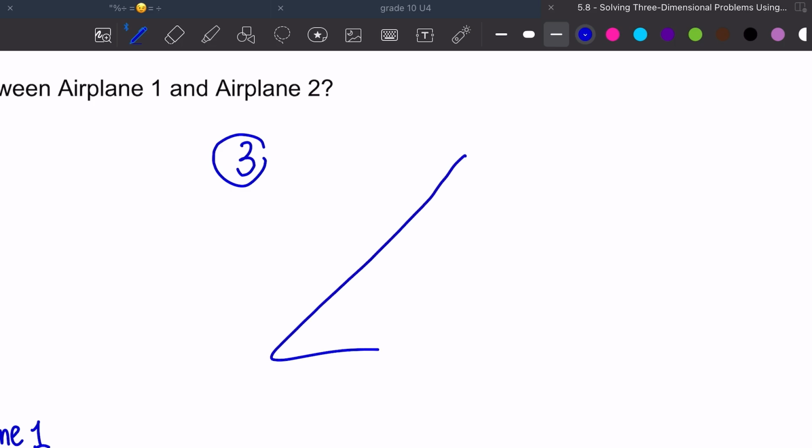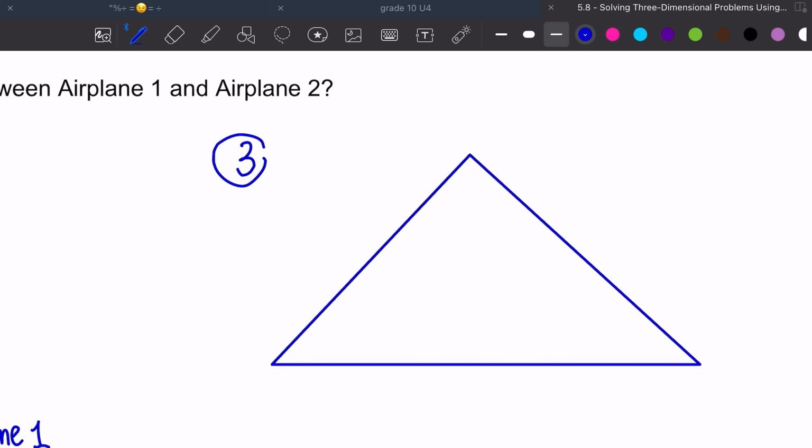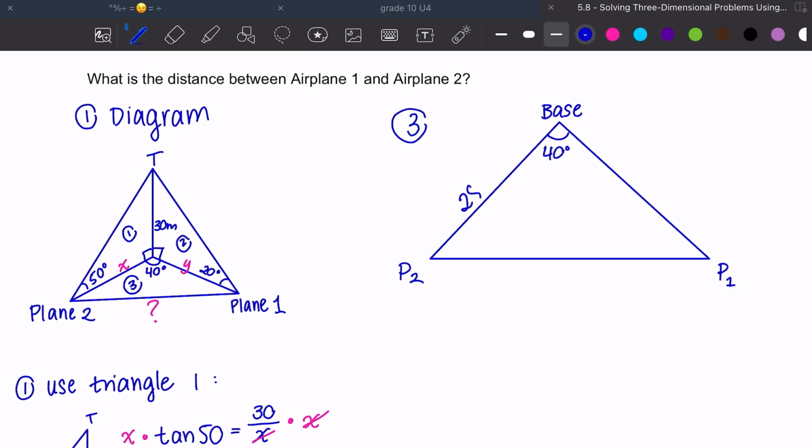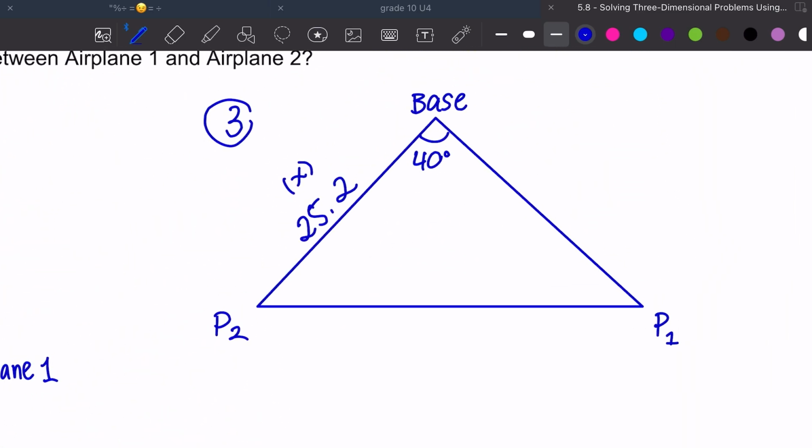We'll say, okay, here's our triangle. That's the base. Okay, we've got P2, P1, and our base. We said that this was 40 degrees because that was given. We know that this is 25.2 because that was what we solved for. That was our x. And then our y was 82.4. And this is our unknown. We do not know the distance between the planes, which, what can I do here?